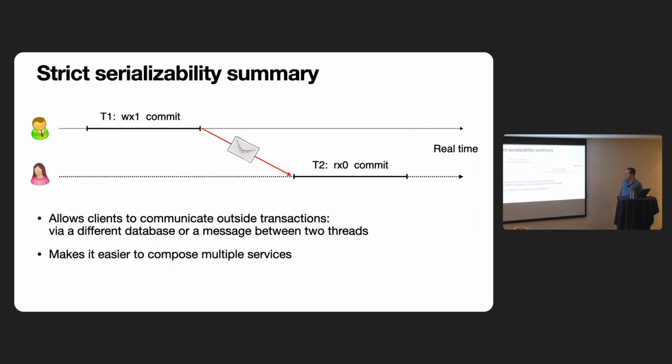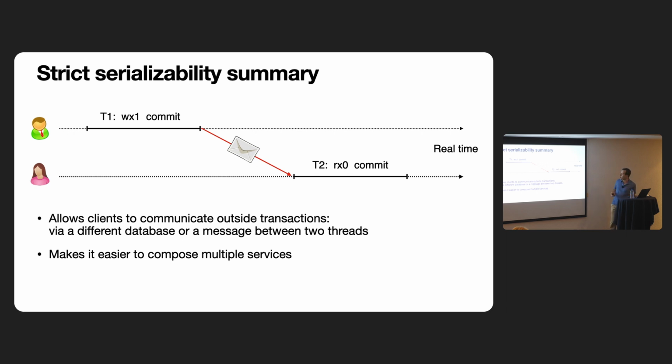Okay. And so to summarize, as I said, strict serializability allows clients to communicate outside transactions. It also makes it easier to compose different services, because this communication may involve using another database or another service, right? That means you use something else and it's going to be all right, as long as you do it outside transactions. That's the fine print, okay?